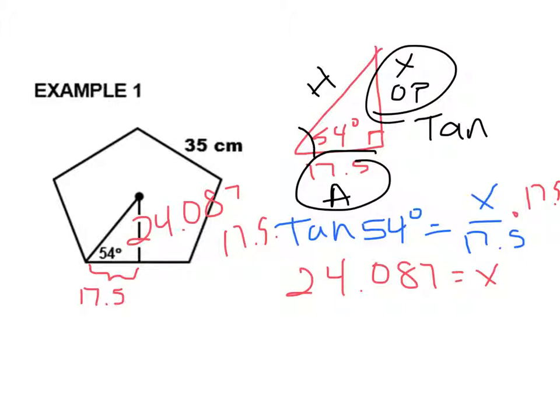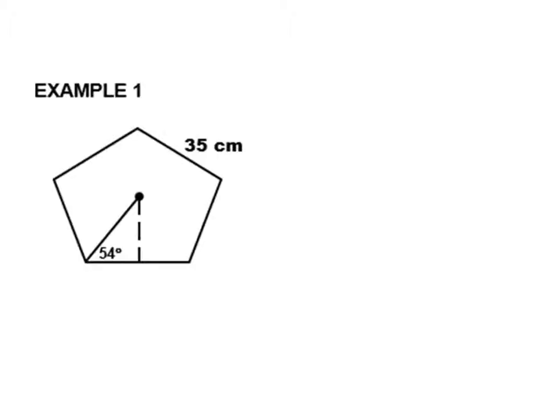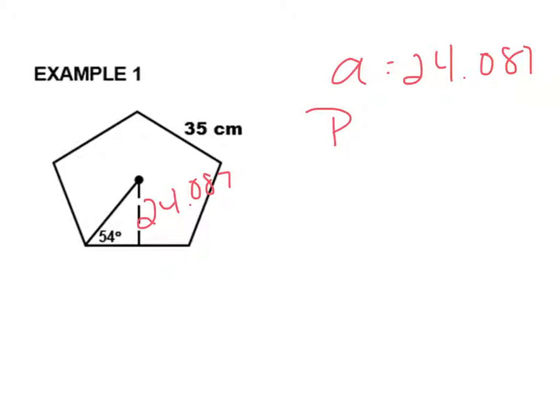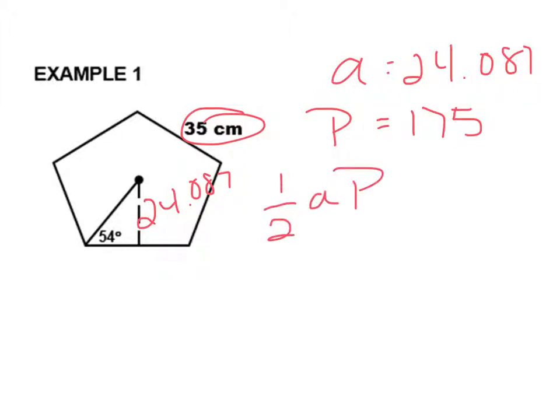Okay, so now that we've worked that out, I'm going to get a new screen so we can find the area of this polygon. So while I pull up the picture, we know that this is 24.087. That's our apothem. Now we need to find our perimeter. We have 35 as the side length, and we have 5 of those sides. That's 175 centimeters.